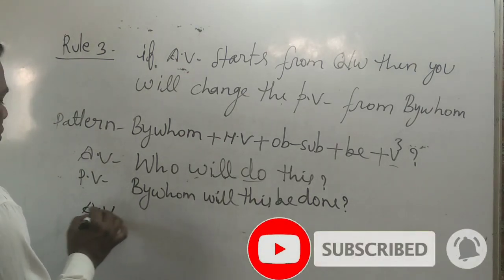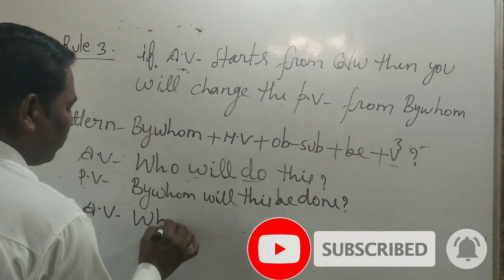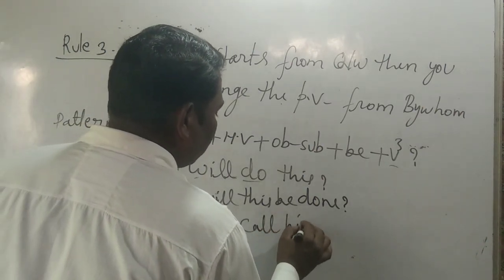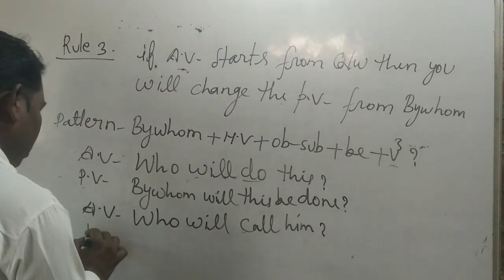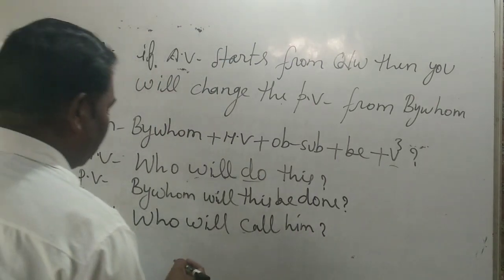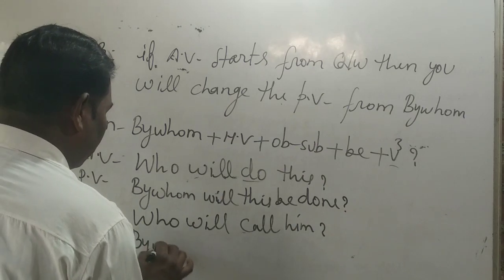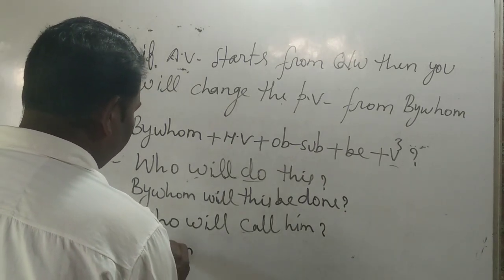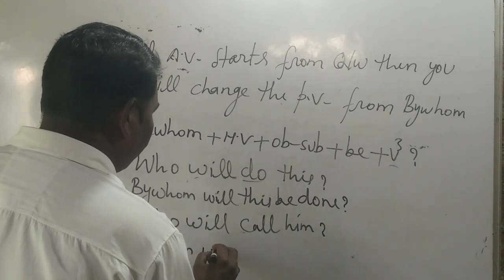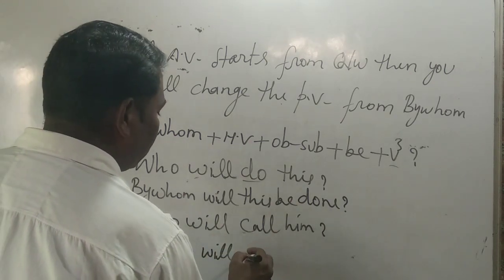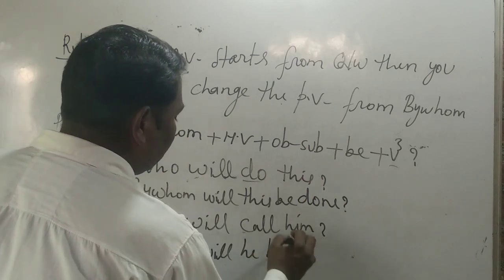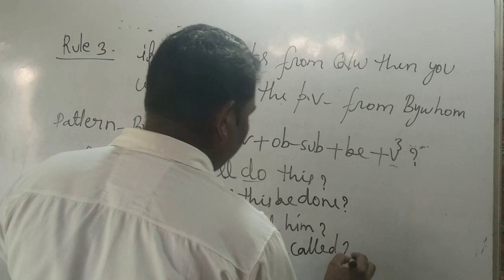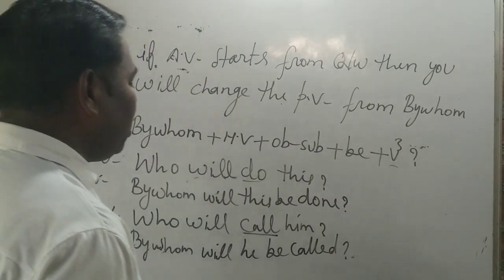Next example, active voice: who will call him? Your example is who will call him. So passive voice will be by whom, then use the helping verb. The helping verb will be will, object to subject, he, and then be, and then V3. Call will be changed into called, then a question mark. By whom will he be called?